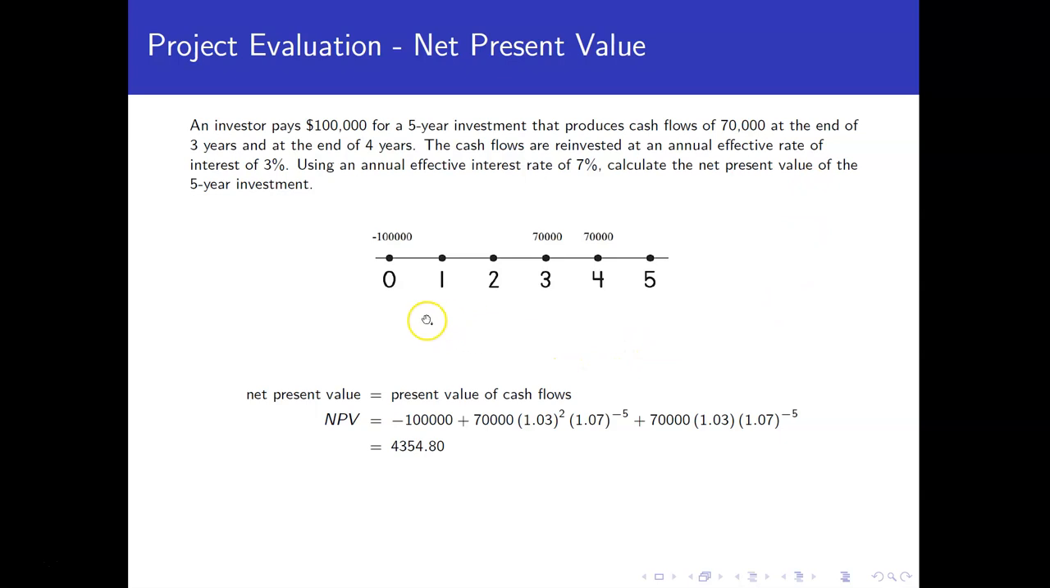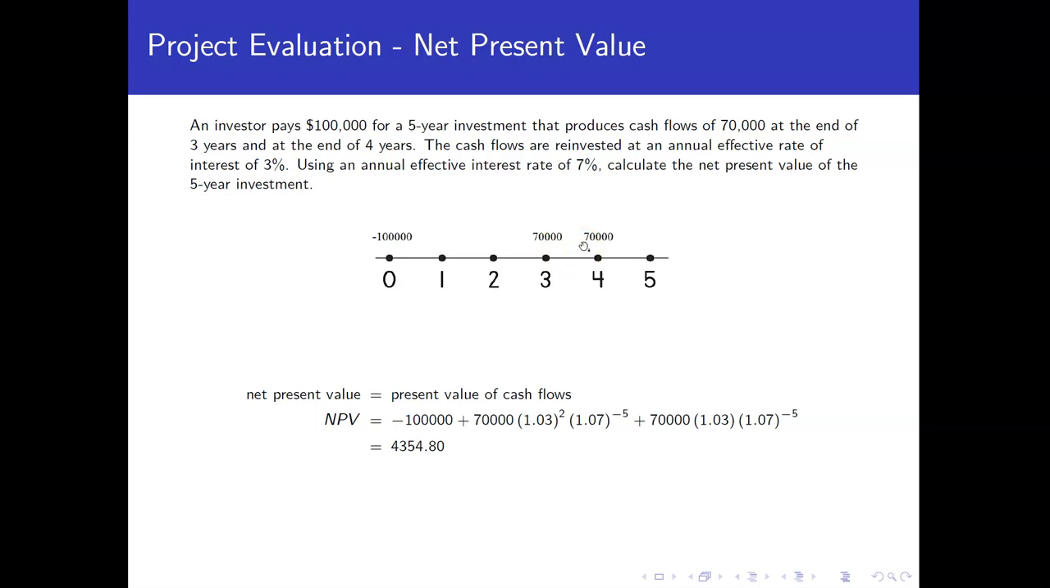So we have a time diagram here showing when the cash flows are going to occur. The $100,000 is the initial outlay. So this is an outflow, if you will, a cash outflow, which is why we consider it negative. We're paying the $100,000 to invest in the project. We've got the two $70,000 investments here at time 3 and at time 4. So these are inflows, cash inflows, so that's why we treat them as positive values.